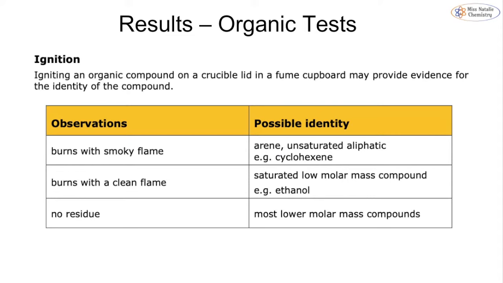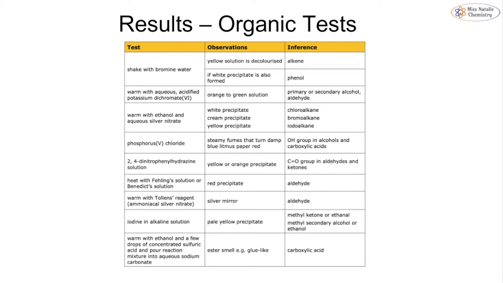Moving on to the organic tests, well, the first thing that we can do for any organic substance is we can ignite it or have it undergo combustion. If it is a particularly smoky flame, that tends to be incomplete combustion, and that is caused by things like unsaturated aliphatics or aromatics. If it burns with a clean flame, we're seeing more complete combustion, so that's our saturated, and if we have no residue, we have low mass compounds.